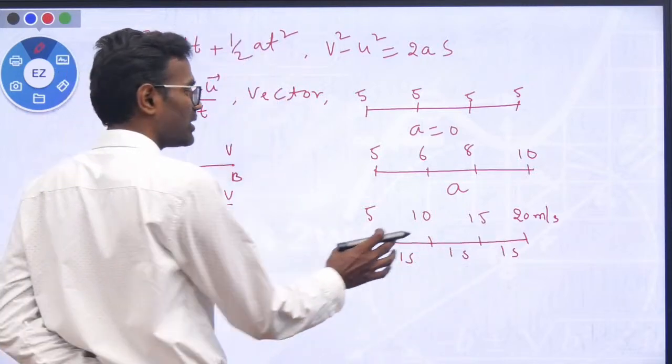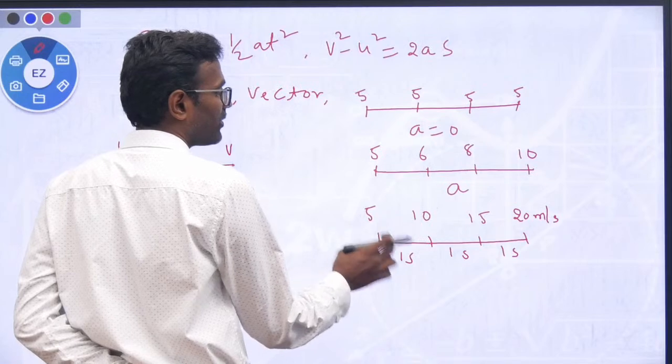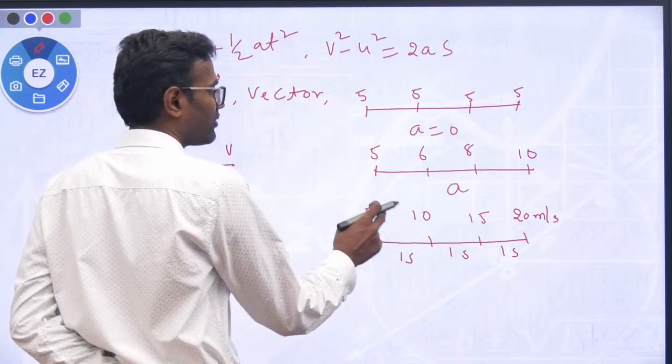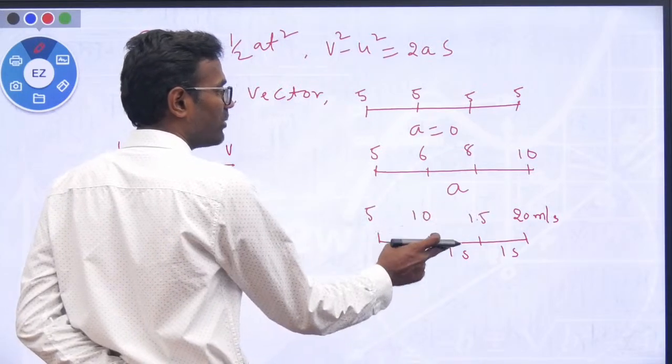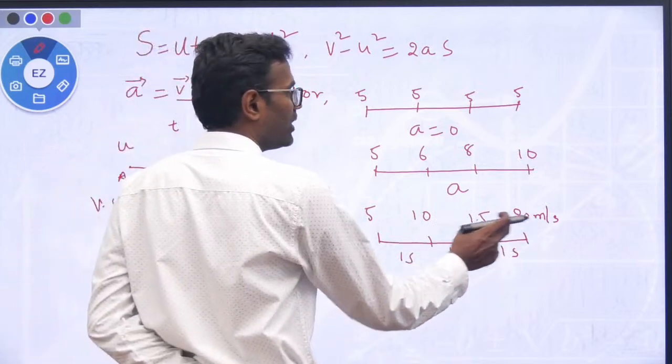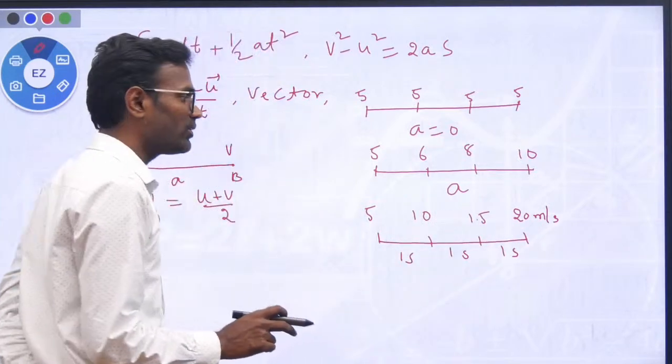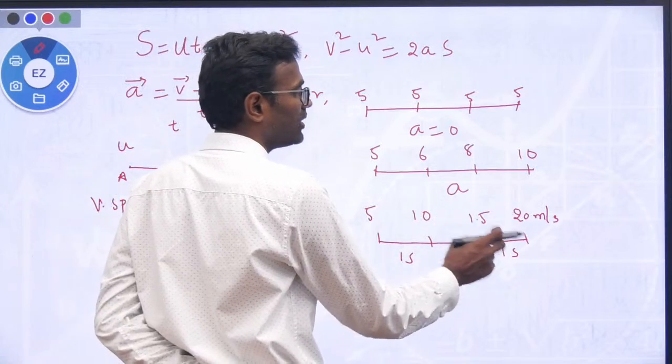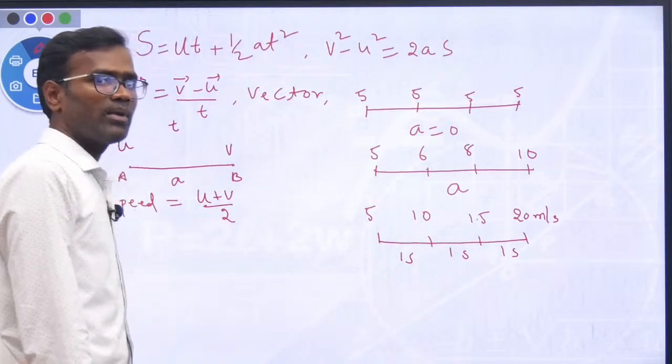Acceleration is constant. Here acceleration, how much? 10 minus 5 by 1, which is 5. 15 minus 10 by 1. In this interval, 20 minus 15 by 1. It is also the same acceleration.